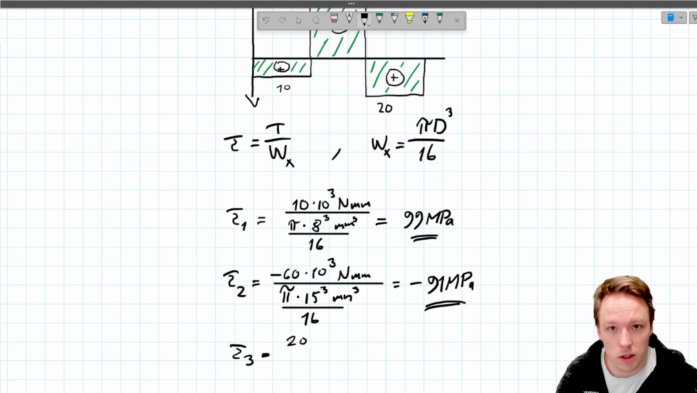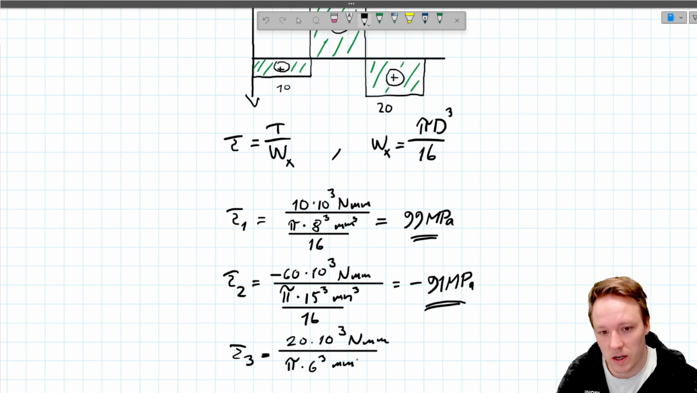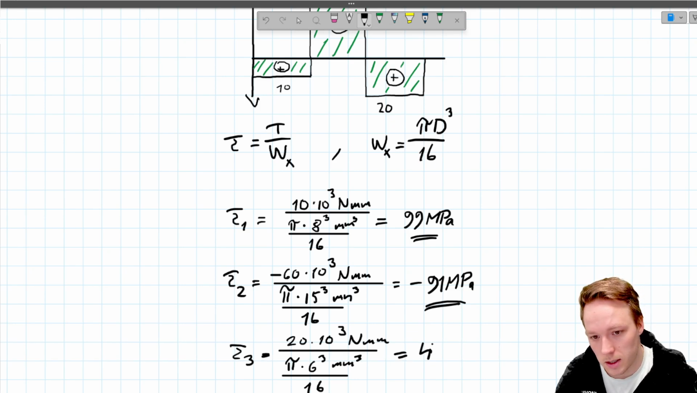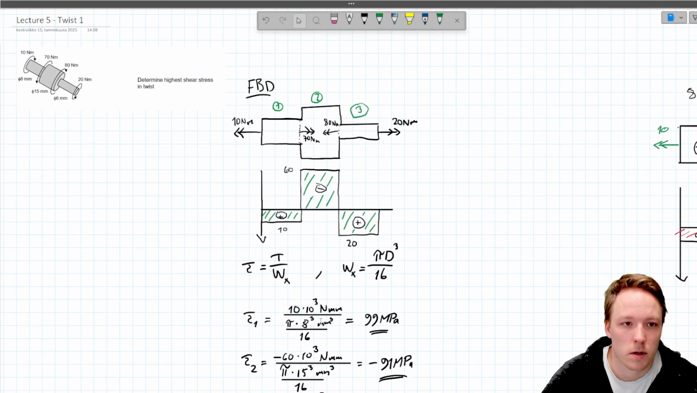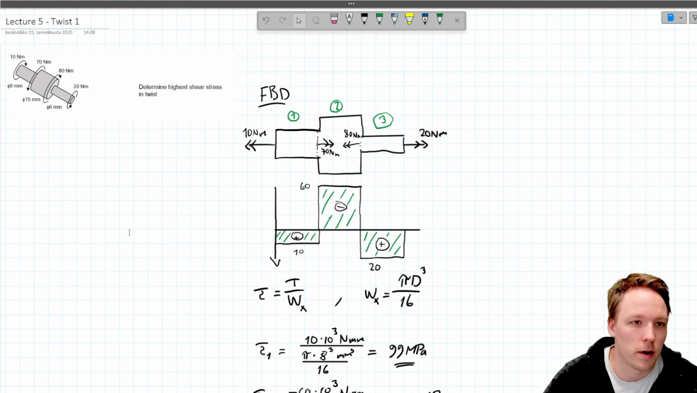And finally, tau 3 equals to 20. The internal torque was 20 times 10 to the power 3 Newton millimeters divided by pi times 6 to the power of 3 millimeters to the power of 3 divided by 16, which equals to 472 megapascals. So that's how you easily calculate the shear stress on shafts.